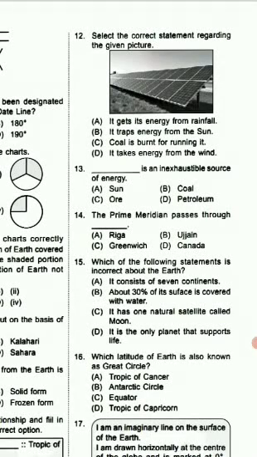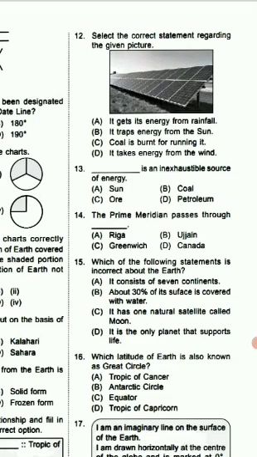Number 12. Select the correct statement regarding the given picture. A. It gets its energy from rainfall. B. It traps energy from the sun. C. Coal is burned for running it. D. It takes energy from wind. The correct answer is B. The object shown in the given picture is a solar panel. It traps the energy from the sun.